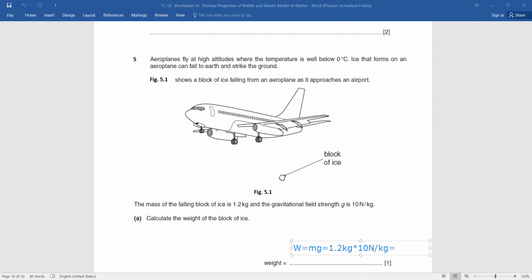What is the unit of weight? If kg cancels, then we have Newton left, right? Then it is 12 Newton. Yes, please write the unit correctly. Mohammad Saad, yes, sir, I know, the unit 12 is Newton, sir. 12 Newton. Very good.